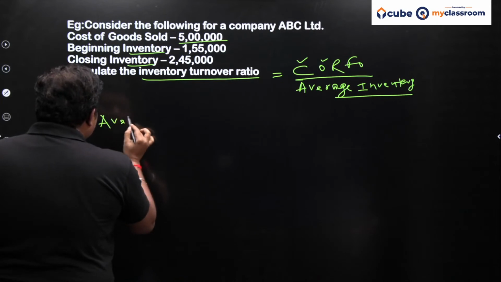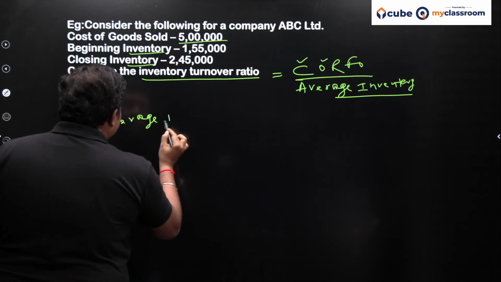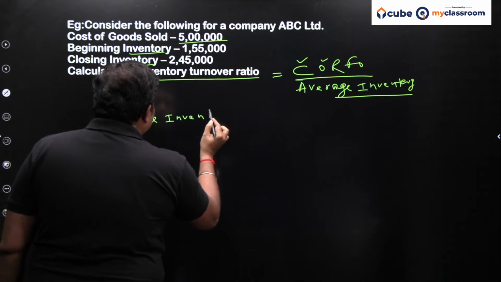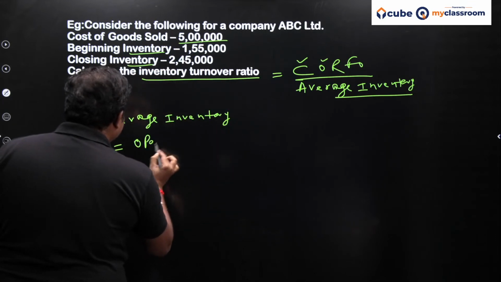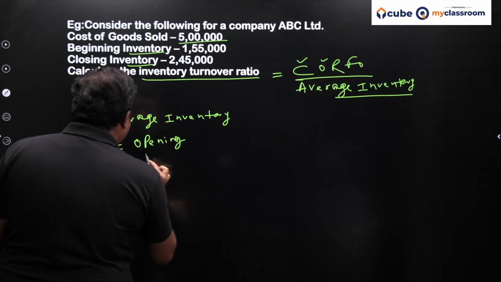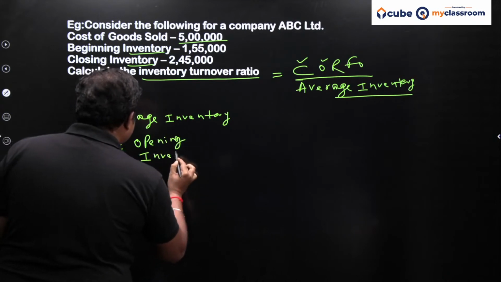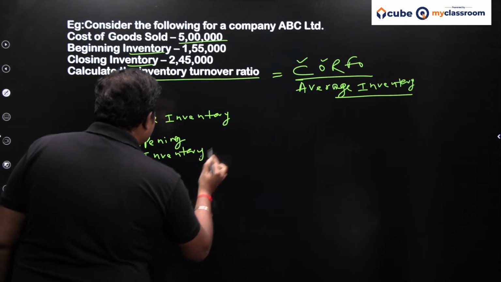एवरेज इन्वेंट्री निकालने के लिए बहुत सिंपल है. एवरेज इन्वेंट्री इक्वल्स टू ओपनिंग इन्वेंट्री प्लस क्लोजिंग इन्वेंट्री डिवाइड बाय 2.